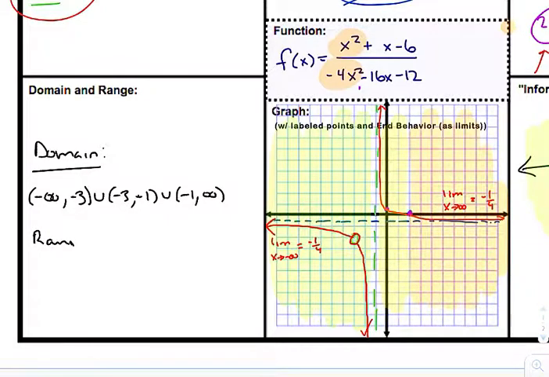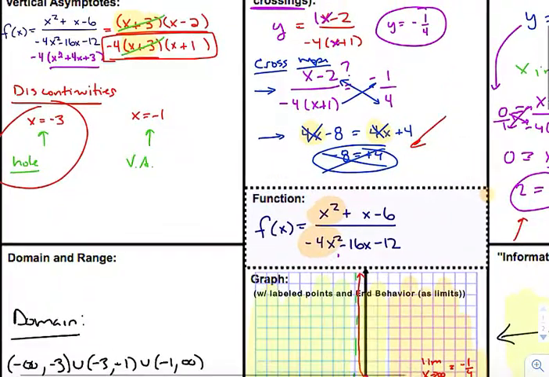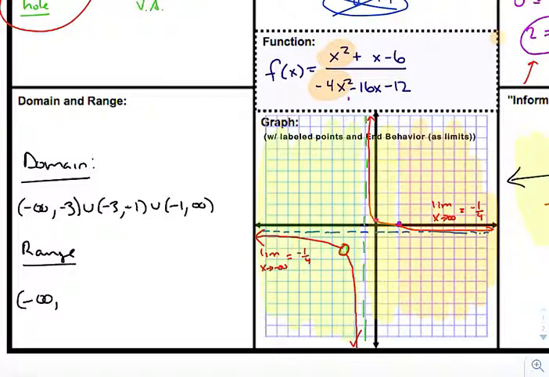In terms of our range, we can note that this horizontal asymptote, again, is a hard break. We never cross the asymptote, so here we're going to go from negative infinity to our asymptote value, which is negative 1/4, and then start again at negative 1/4, pass the asymptote, and head all the way into infinity.